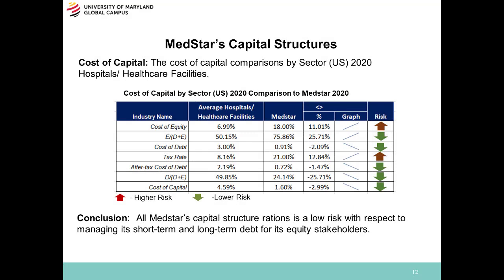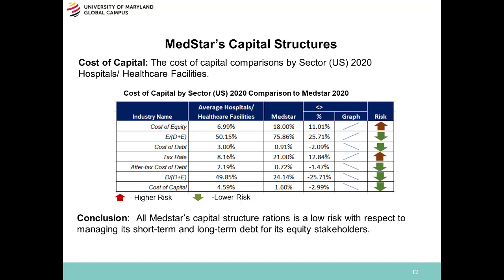The analysis compares MedStar's 2020 cost of capital to the industry average provided by the U.S. sector of hospitals, healthcare facilities. This comparison included the for-profit organizations, but for operational basis are similar for the purpose of this analysis. The table lists the ratios in the corresponding industry average, the MedStar computation, and the comparisons of the 2 values. We are going to primarily look at the 3 ratios: cost of equity, cost of debt, and cost of capital, and its comparison to the industry averages.